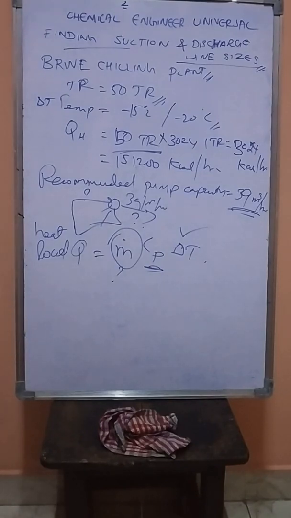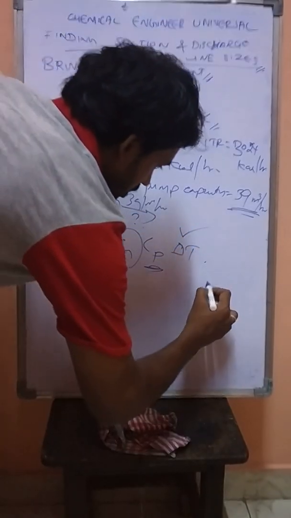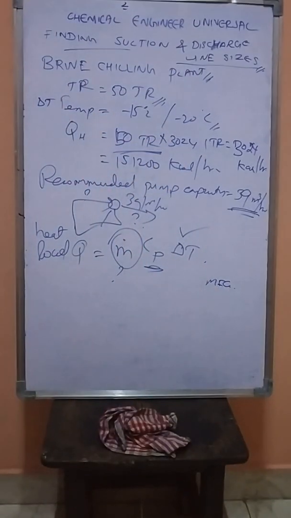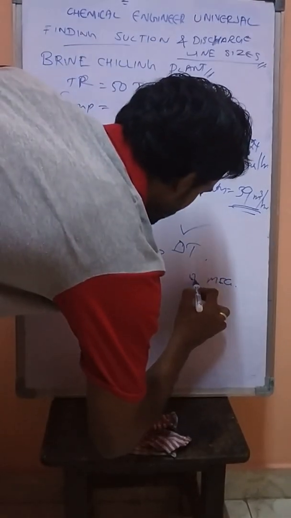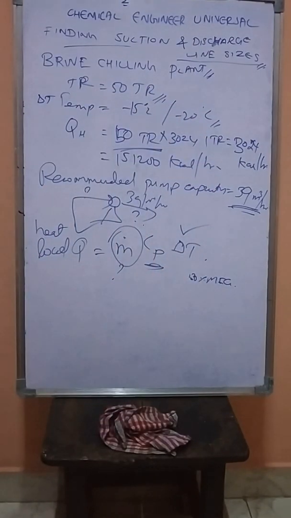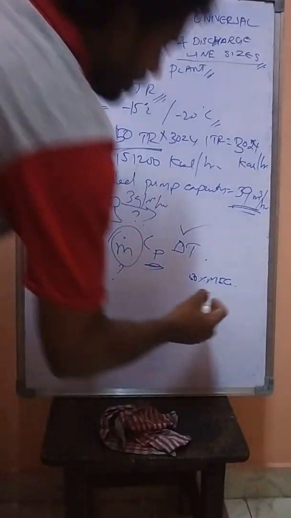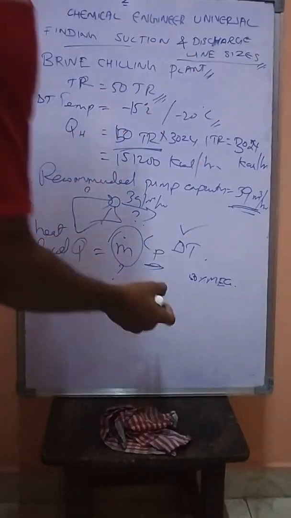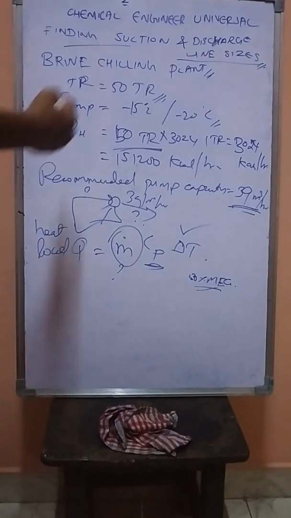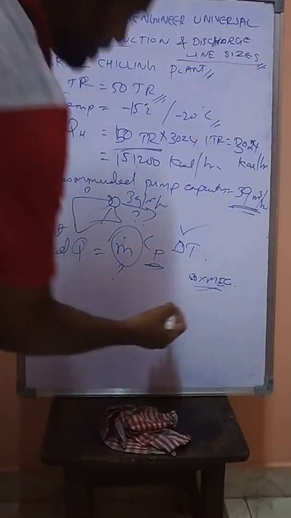We have to take a medium. What is the medium? We can take MEG, you can call it MEG, nothing but monoethylene glycol. So here we are using 50% monoethylene glycol. In some cases, we use various mediums like ethylene glycol, that also we can use. The concentration may vary, depending on the delta T range. So in this case, we are using monoethylene glycol.